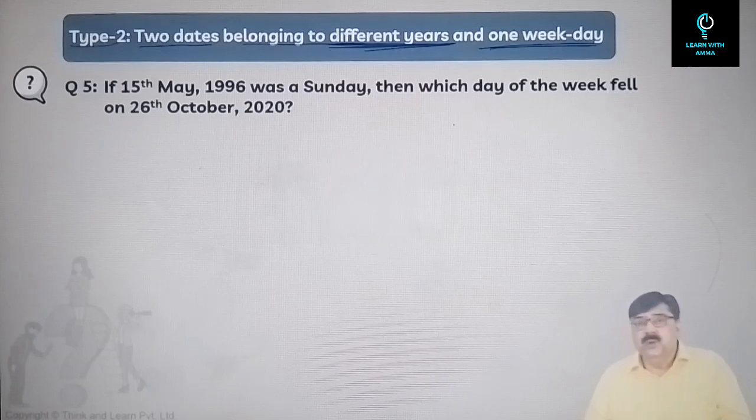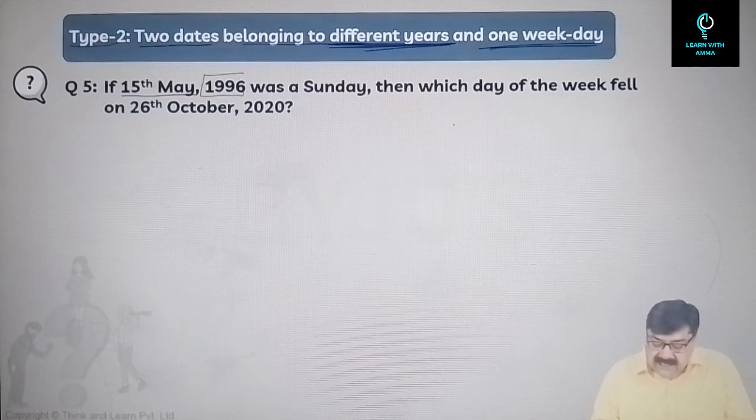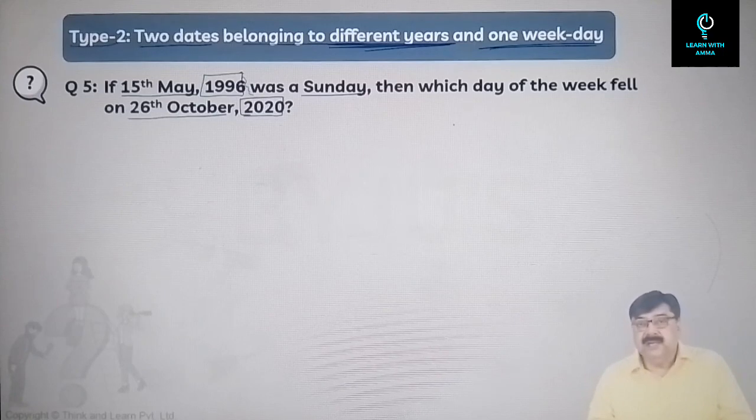But what would you do if there are two dates given to you? One is the reference date, the other is the question date, and you are asked to find the day of the week on which the question date falls. And both these dates belong to different years. Then what do you do? Well, you solve. So in this question, if 15th May of 1996 was a Sunday, then which day of the week fell on 26th October of 2020? So 1996 to 2020. How many years are these? 24 years, right?